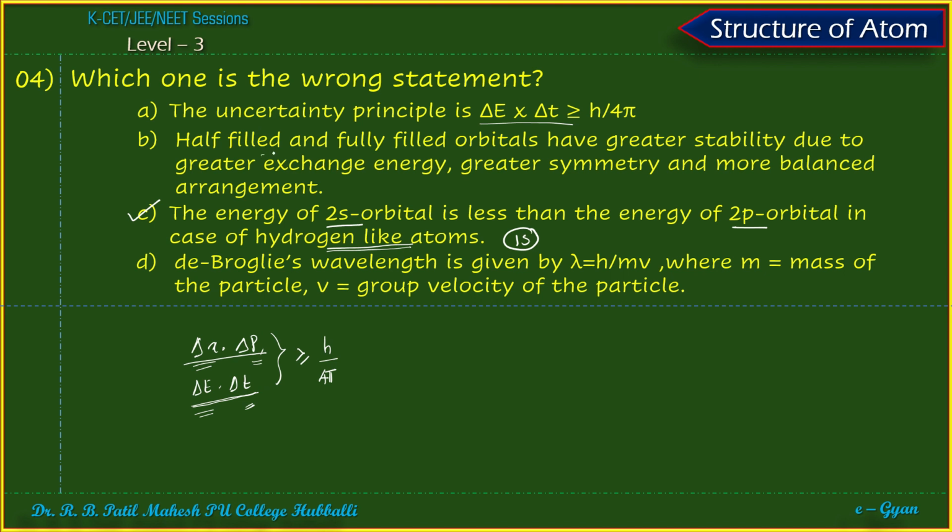Second one, half-filled and completely filled orbitals are more stable because of these three reasons. And the last one, de Broglie's equation, it is correct. Lambda is equal to h by p, or h by m into v, that is mass into velocity is momentum. So the wrong statement given is option C. Moving to the next question.